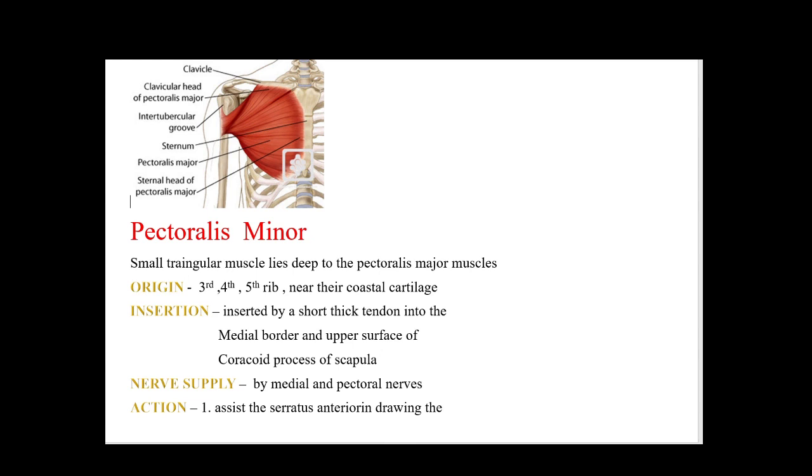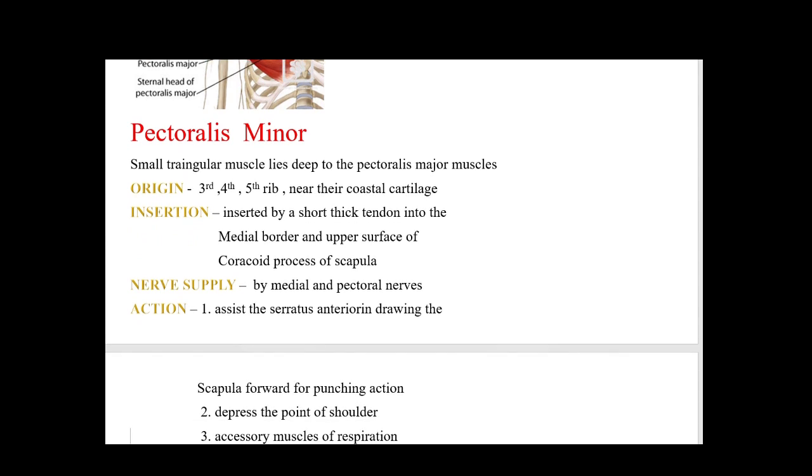Nerve supply. You can see its nerve supply is by the same medial and lateral pectoral nerves. Let's see its action. It helps the serratus anterior muscle in drawing the scapula forward during the punching action. You know, serratus anterior muscle is also known as the boxer's muscle, which helps in the punching action. Serratus anterior muscle works with the pectoralis minor muscle. It is also an accessory muscle of respiration. It depresses the point of the shoulder.